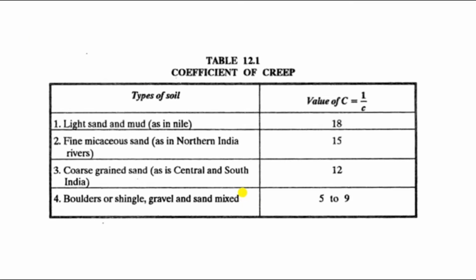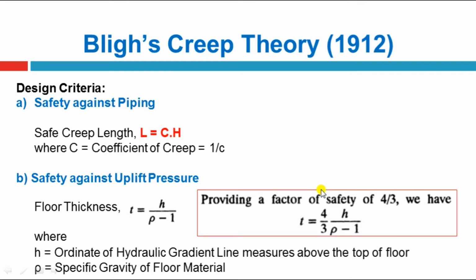Now the value of C for different types of soil condition is different. For light sand and mud as in the Nile, the C value is 18. For fine micaceous sand it is 15. Coarse grain sand is 12. Boulders, shingle, gravel and sand mix is 5 to 9. Now, there are some design criteria also given by Bligh's theory.